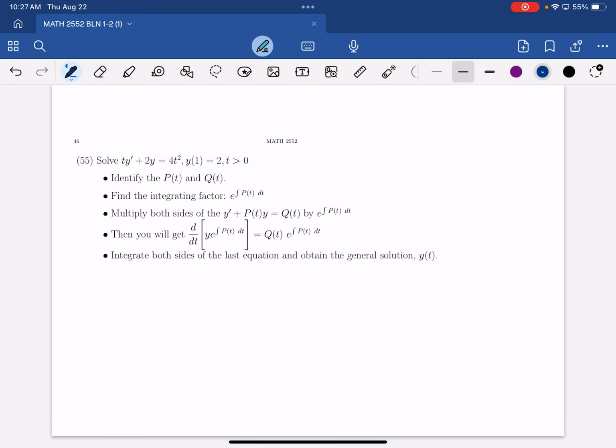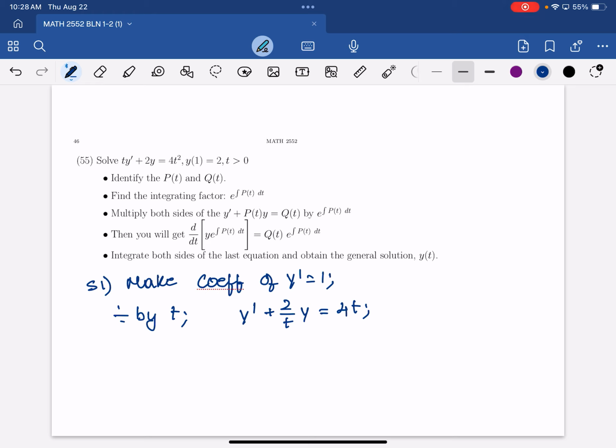So how do you solve a problem like this? Step 1 is make the coefficient of y prime equal 1. So what would you do? You would divide by t, and that gives you y prime plus 2 over t times y equals 4t. Correct?